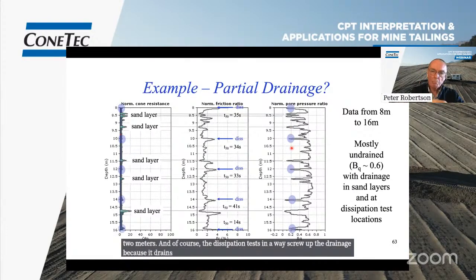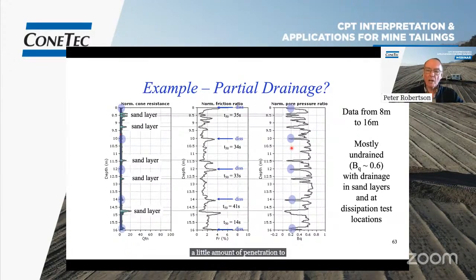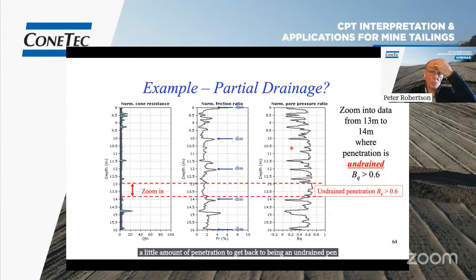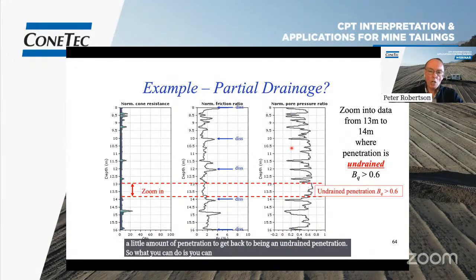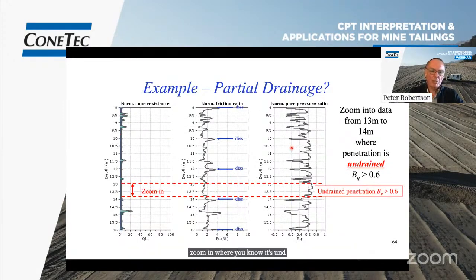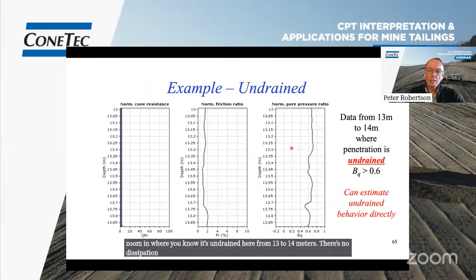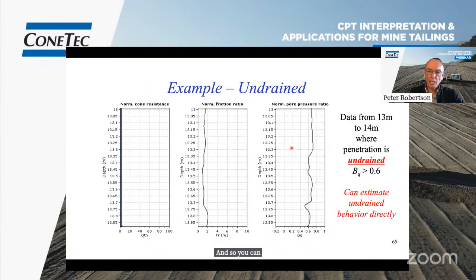And then when you start pushing a grain, it takes a little amount of penetration to get back to being an undrained penetration. So what you can do is zoom in where you know it's undrained. Here from 13 to 14 meters, there's no dissipation test, no sand layer. And so you can zoom in, it's fully undrained penetration, BQs up around 0.6 or higher.